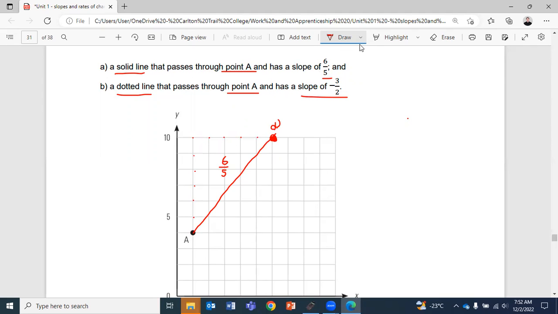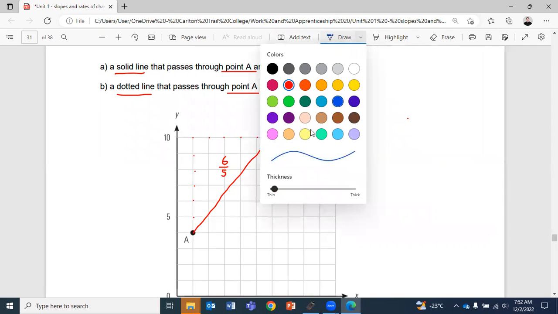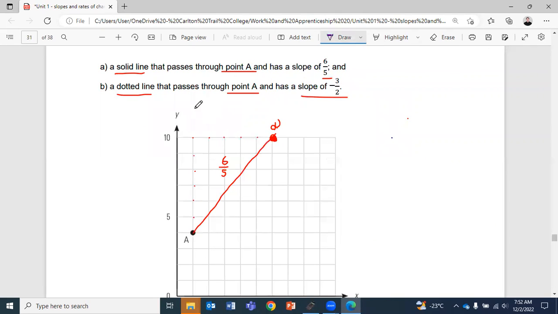Okay. Now I'm going to do a dotted line that passes through point A that has a slope of -3 over 2. It has a negative slope, so I know it's going to go down as we go from left to right. So -3 over 2, okay? That means it's going to go down 3 for every rise over run. So the rise is 3, the run is going to be 2. So it goes down 3 for every 2 it goes across. Boom, I have another point here, right?